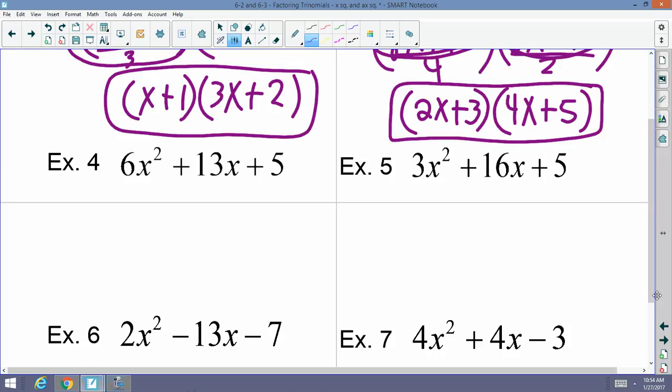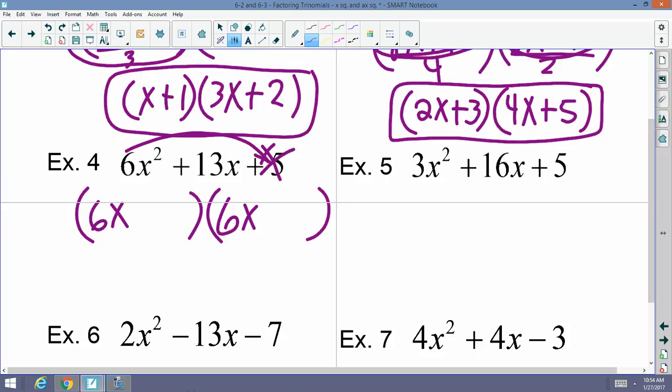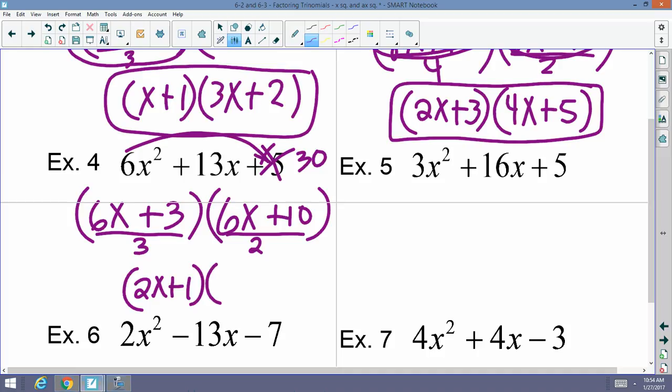Next. Okay, I got 6x, 6x. 6 times 5, that's my new c is 30. What times what is 30, but when added together is 13? Bam. Positive 3, positive 10. In this case, I could take out a 3 from here and a 2. So I've got 2x plus 1 times 3x plus 5. Does that make sense, guys?